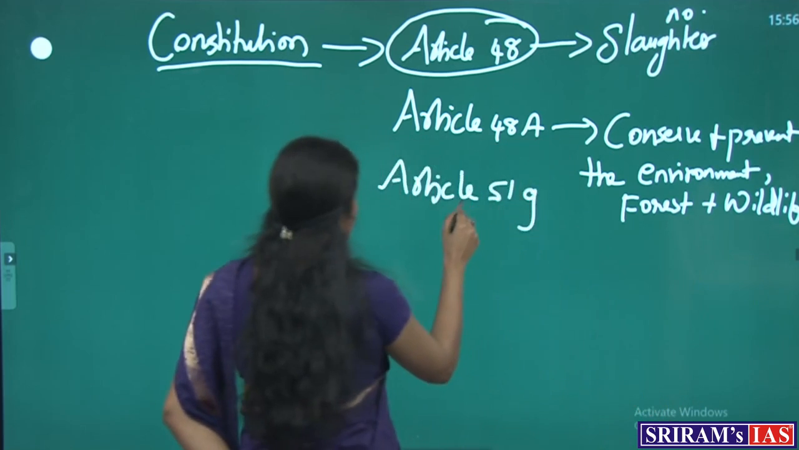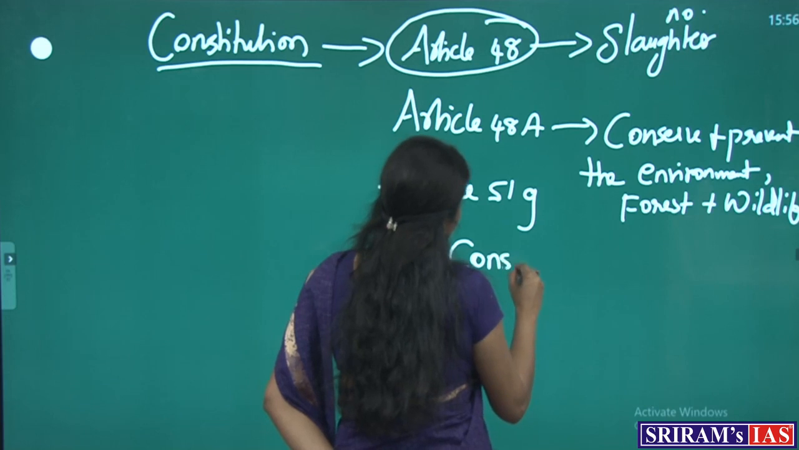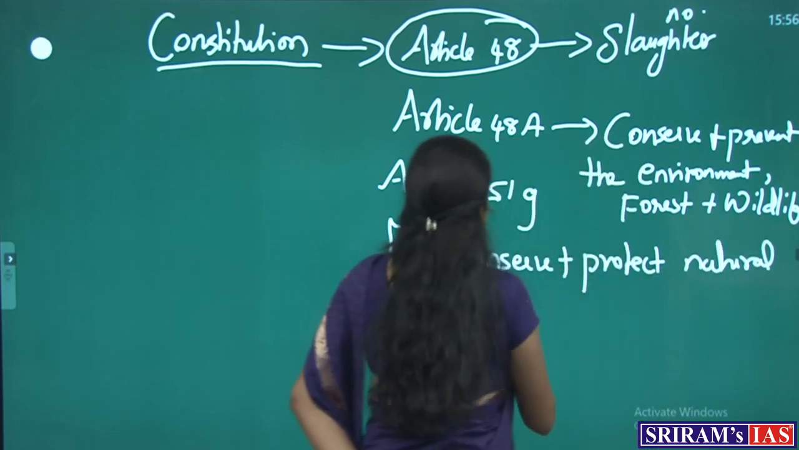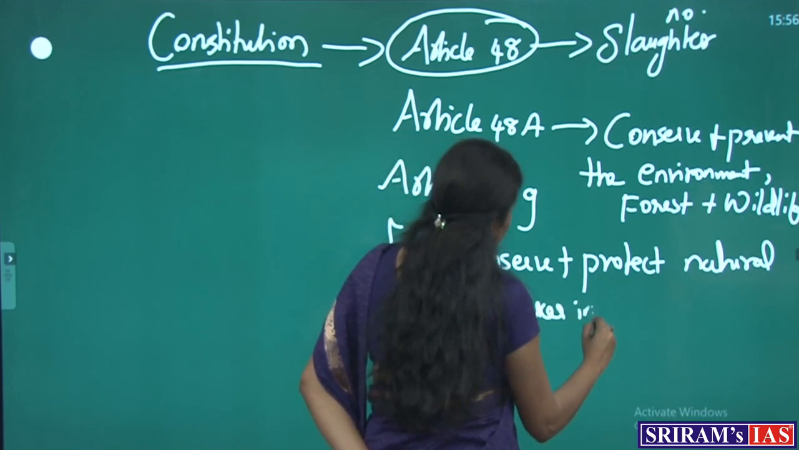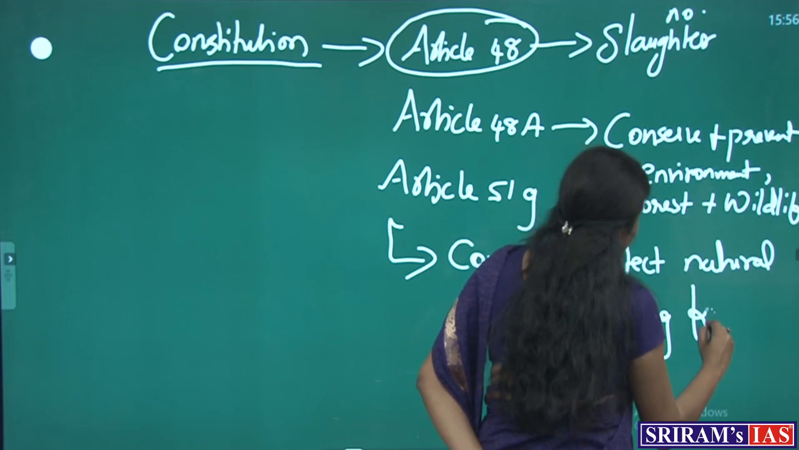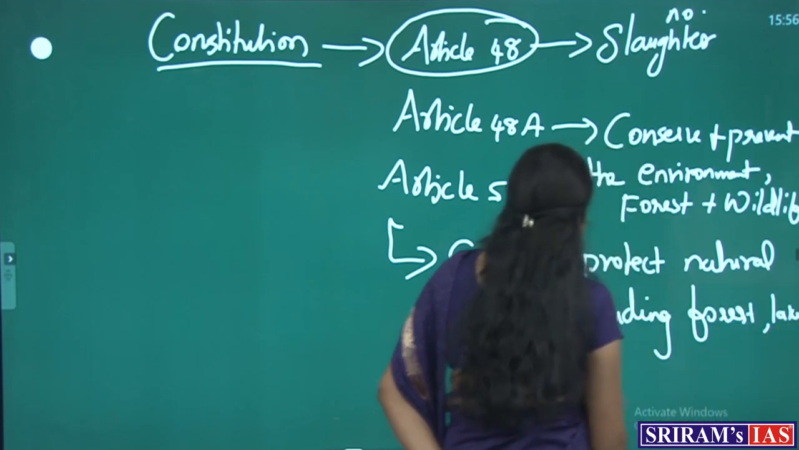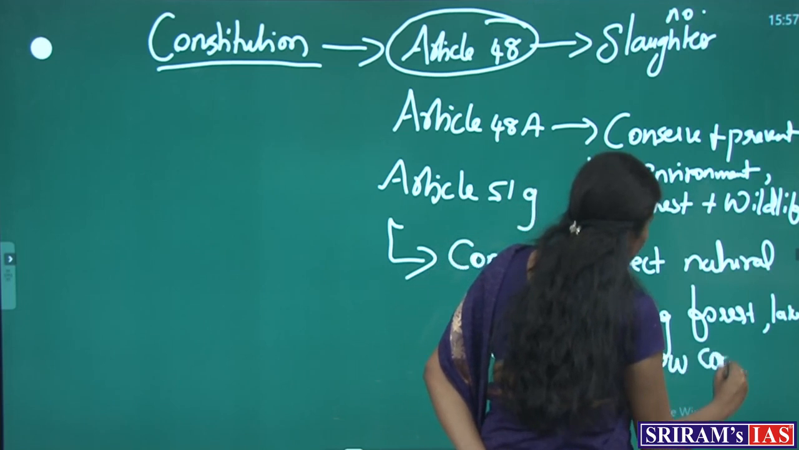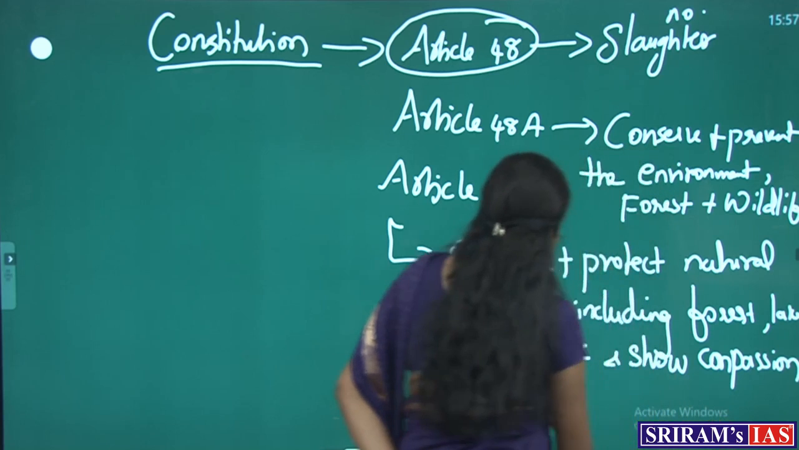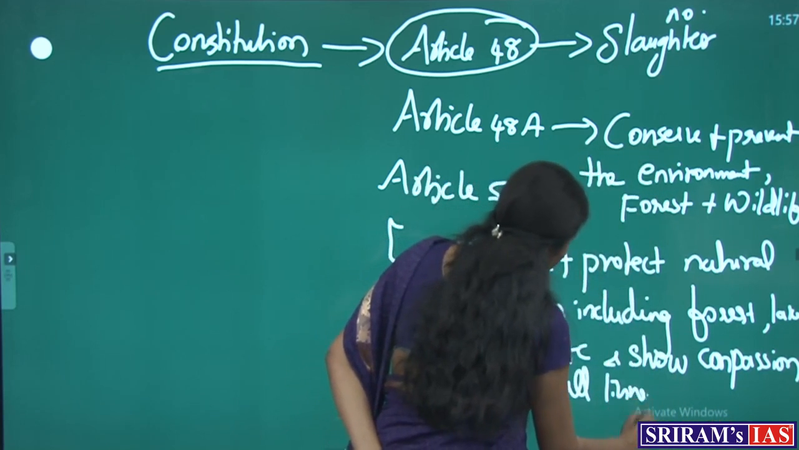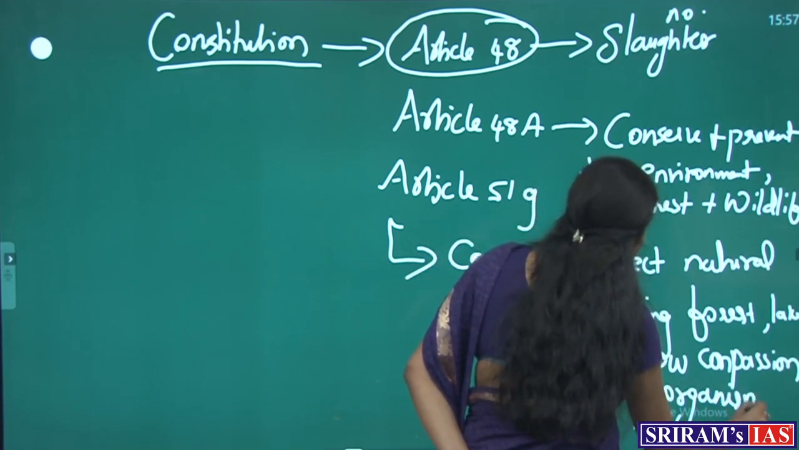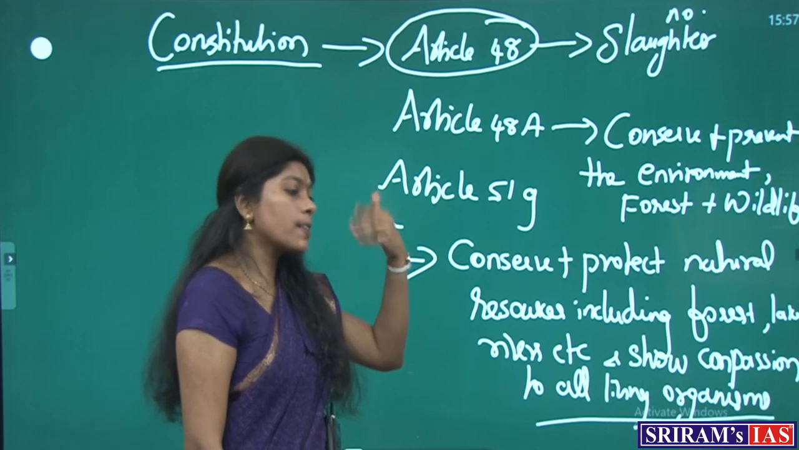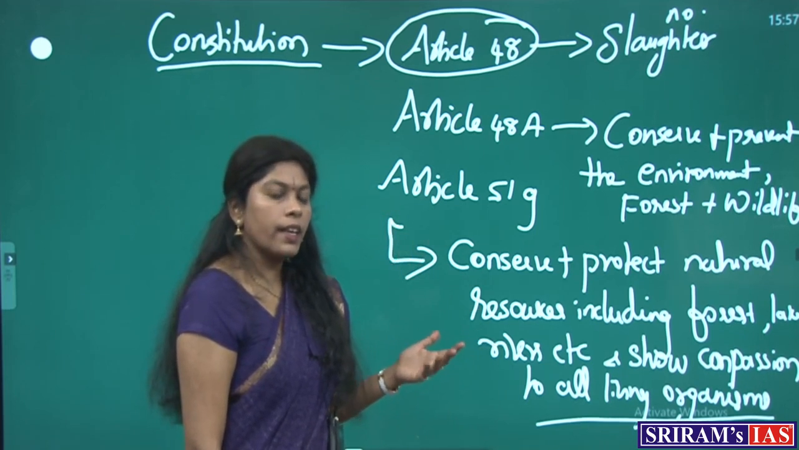Even 51G is talking about conserve and protect natural resources, including forests, lakes, rivers, etc., and show compassion to all organisms. So, compassion, okay, to all living organisms. This is our constitution. The Constitution itself has certain articles to take care of, to increase the moral responsibility towards all the other organisms in the environment.